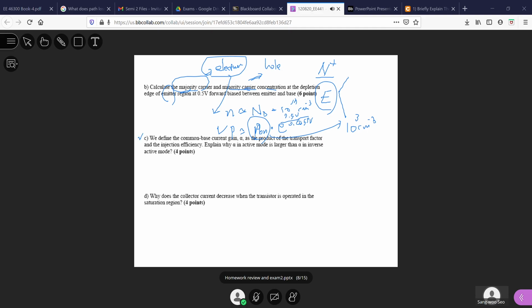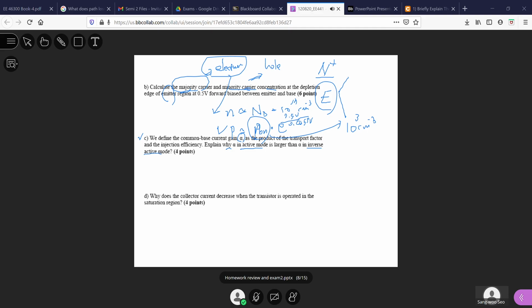Question C is we define this alpha value here, and the alpha value in the active mode is larger than in the reverse active mode.